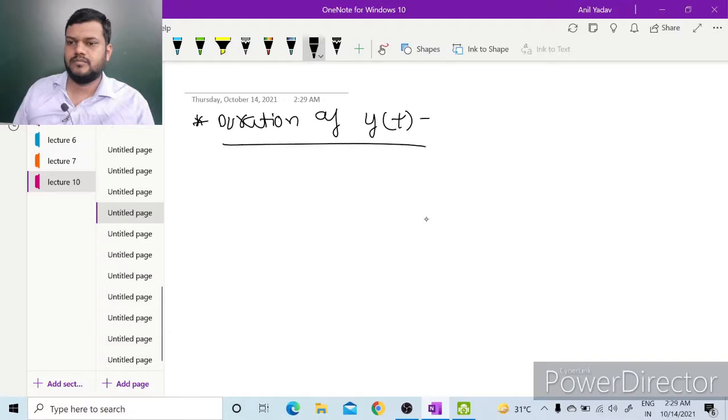So the starting time of yt is always equal to the sum of the starting times of xt and ht, and the ending time of yt is always equal to the sum of the ending times of xt and ht.